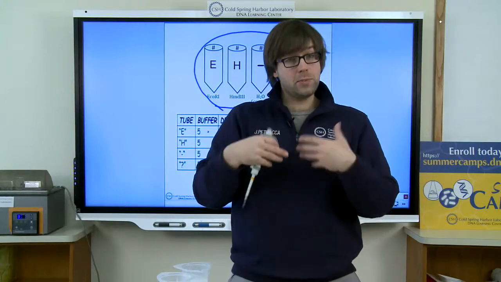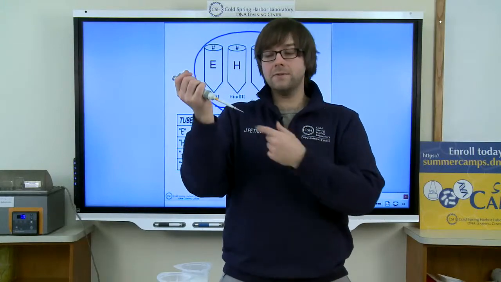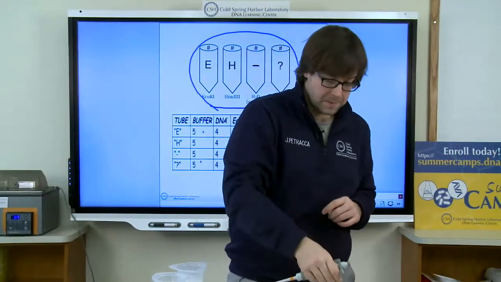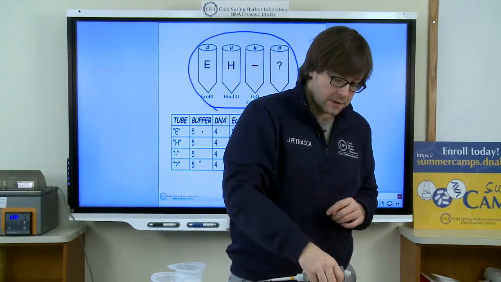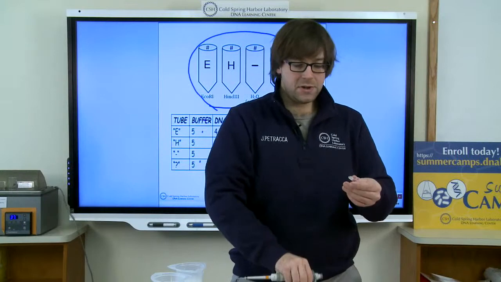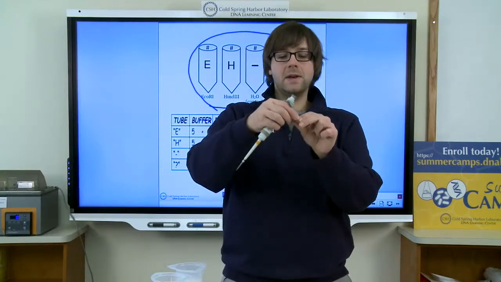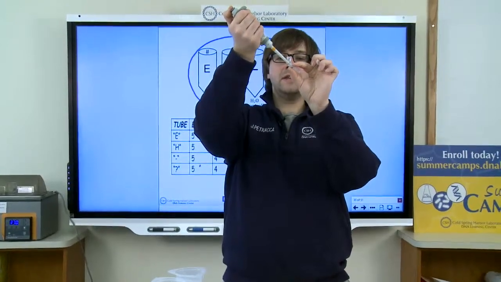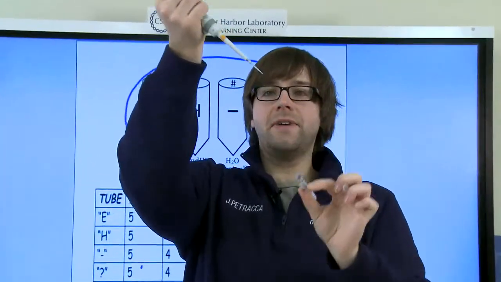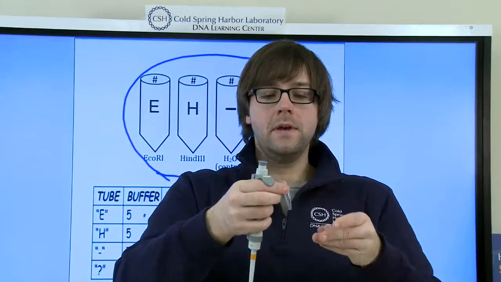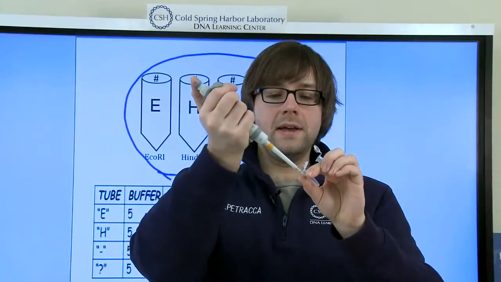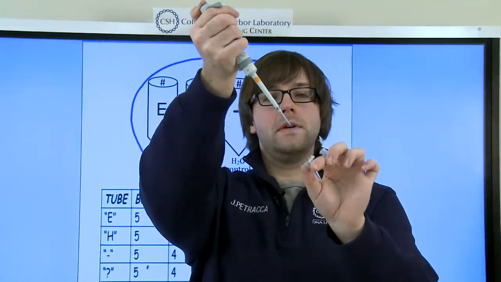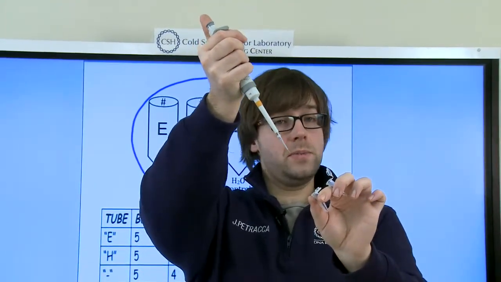Since I'm just putting buffer into all of these tubes, I don't have to change my tips yet. So I'm going to keep this tip on for the moment. Now I'm going to go to my H tube and repeat the process. I take my buffer, go to my first stop, go down underneath the liquid, take up 5 microliters, and then go over to my H tube, go all the way down, push to my second stop, then let go once I'm clear of the tube.